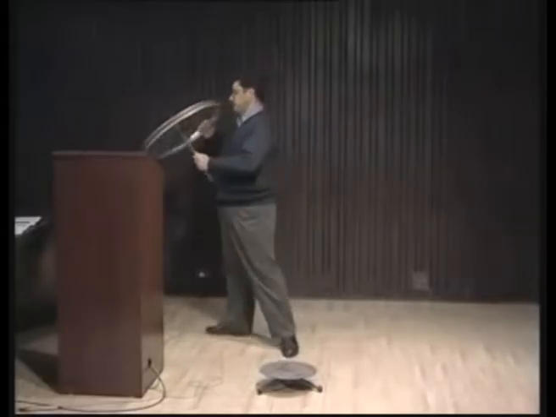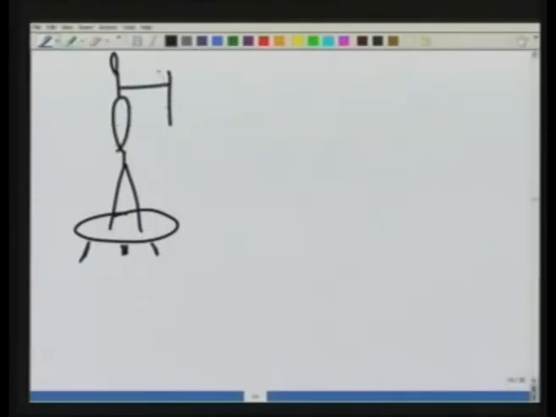What is happening here is that I am standing on this platform, holding this wheel.